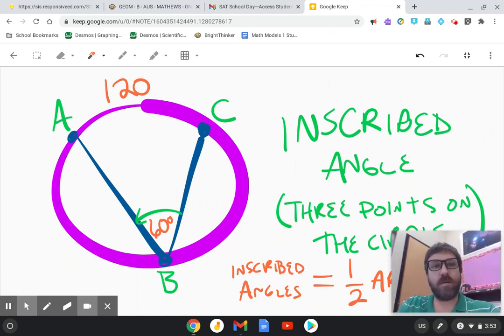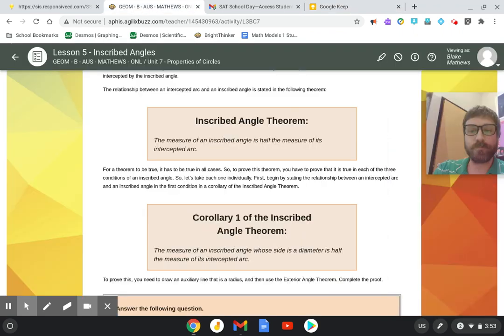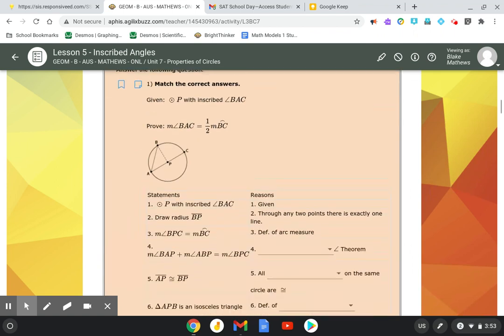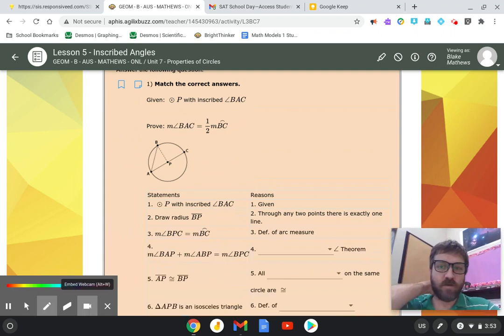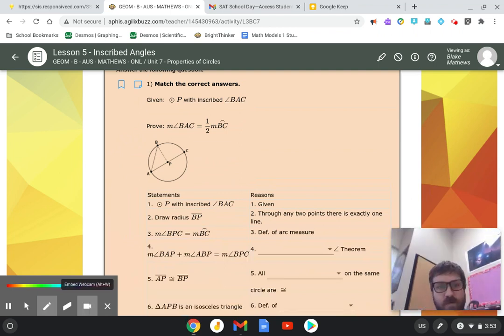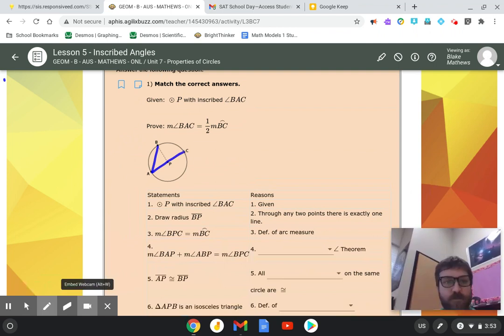But the rest of this is going to be me going through some proofs. So let's look at this together. It says here, circle P has an inscribed angle BAC. So that's right here. We have inscribed angle BAC. And they want us to prove what we just talked about. They want us to prove that the angle is half the measure of the arc. So let's read through the different information we have in here so far.